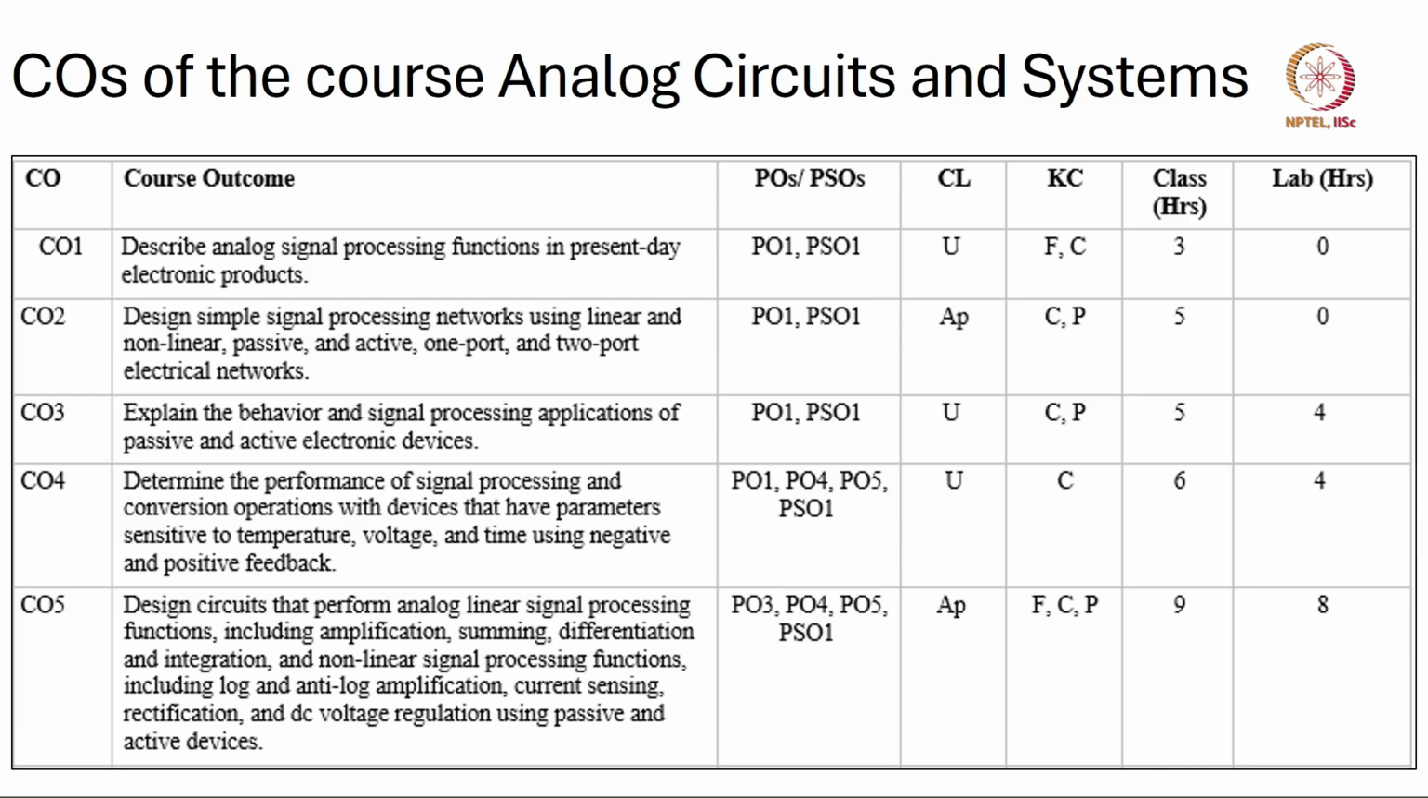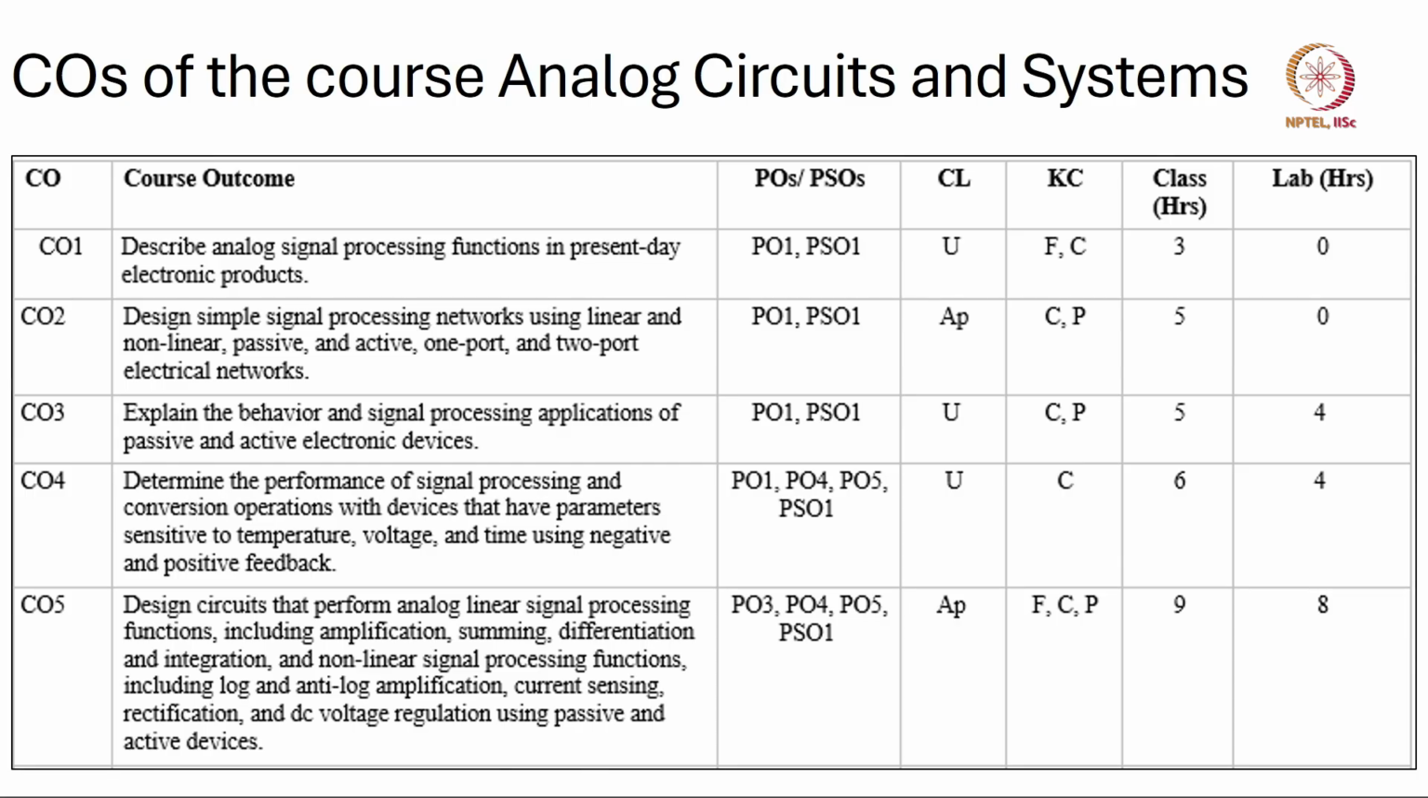Similarly, you can also look through the other course outcomes, and you will see that each of these course outcomes is systematically mapped to program outcomes, program specific outcomes, cognitive levels, knowledge categories. Also, along with this, we have specified how many classes are devoted to each of these course outcomes. Okay, does these course outcome have a component of lab in it? That also needs to be specified.